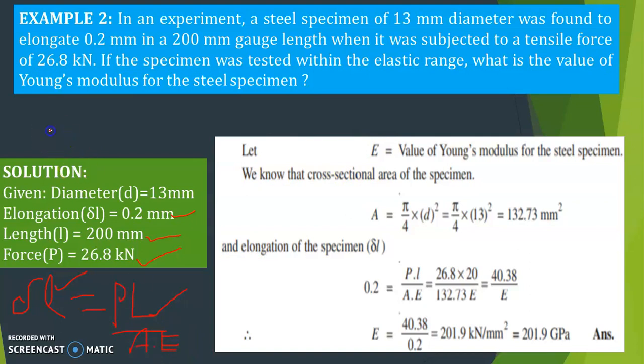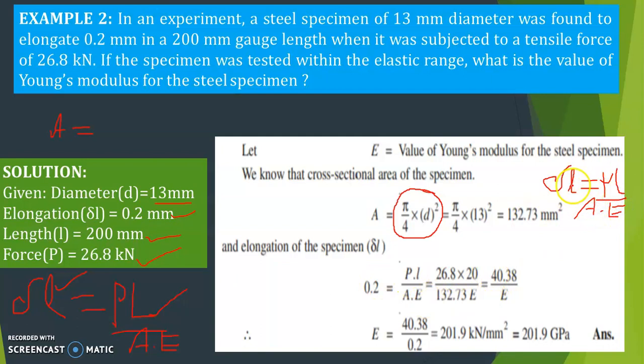How to calculate area? Area is equal to, I have written here, pi by 4 d square. So pi divided by 4 into d, where d is equal to 13 mm. Substitute this 13 mm, and you will get the area. Once you get the area, then use this formula, deformation is equal to PL divided by A into E, okay? So A into E.